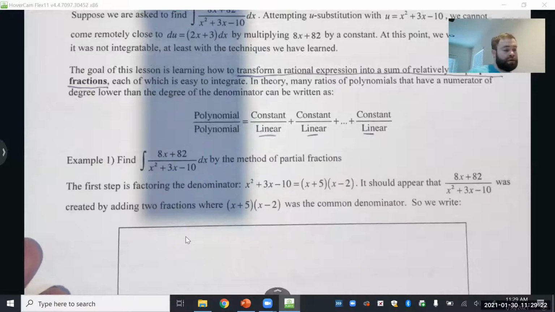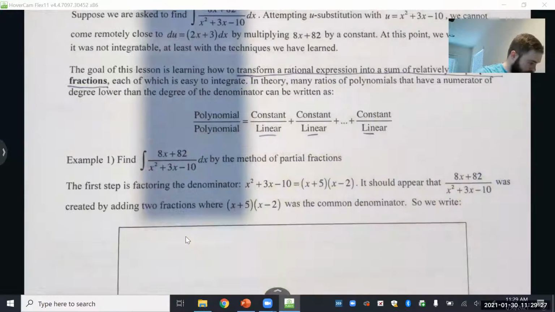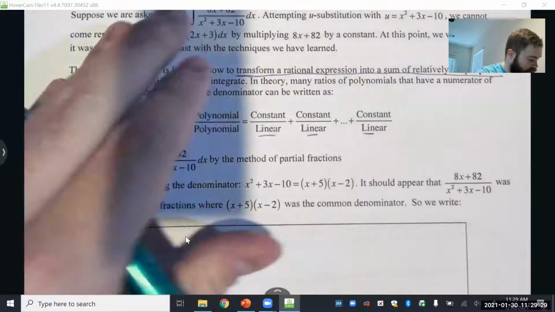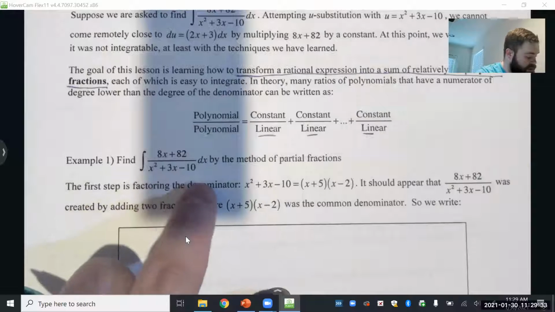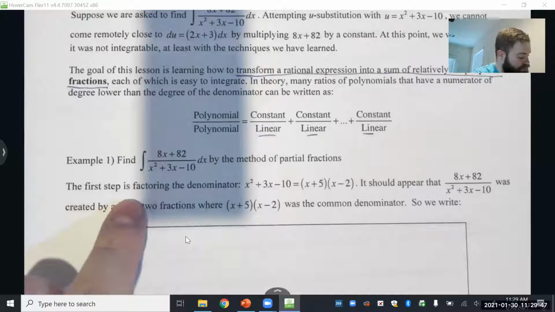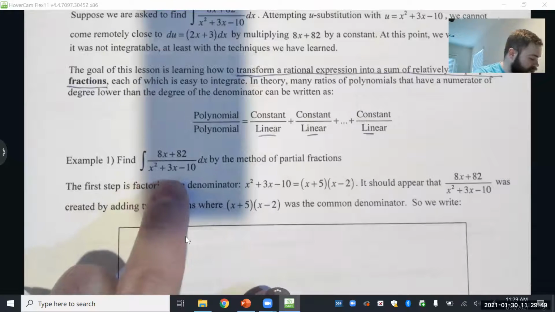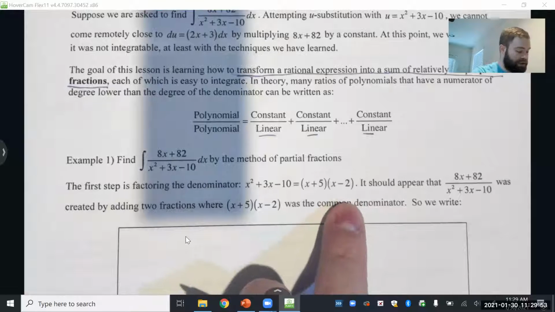So let's look at this first one. It's still that one that they introduced above. We're going to have 8x plus 32 over x squared plus 3x minus 10. First step, we have to figure out what the factors are in the denominator. Those factors in the denominator are what will be the two new linear denominator factors. So our denominator, x squared plus 3x minus 10, factors into x plus 5 times x minus 2.